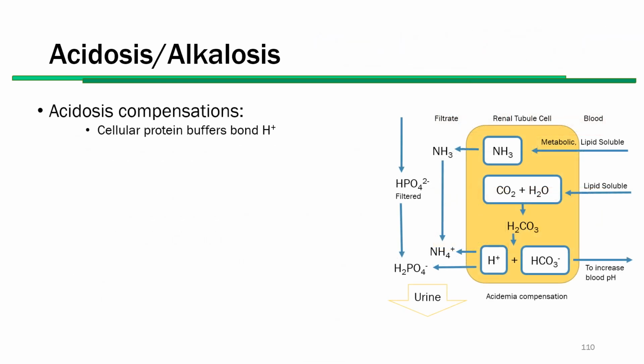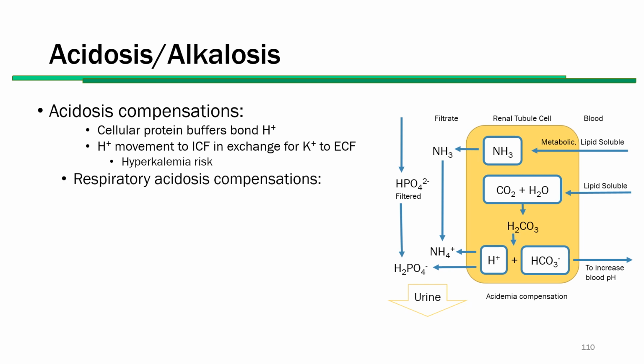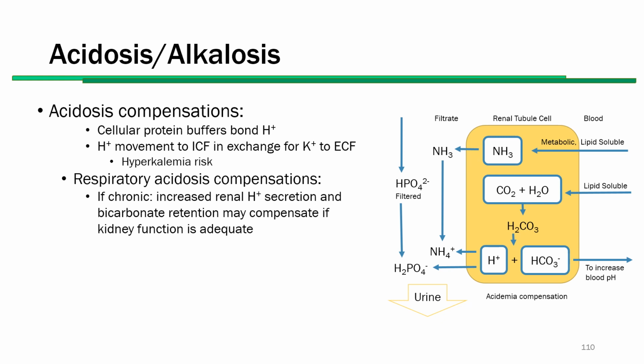Acidosis compensations, the cellular proteins can buffer and bond hydrogen. We saw that a few slides ago. We've seen before a few times that hydrogen can move into the intracellular fluid in exchange for potassium if there's acidosis, but there's that hyperkalemia risk. Respiratory acidosis specifically, if it's chronic, you're going to have to do these hydrogen compensations, building the ammonia and the phosphate, getting that hydrogen out to get that urine pH up.